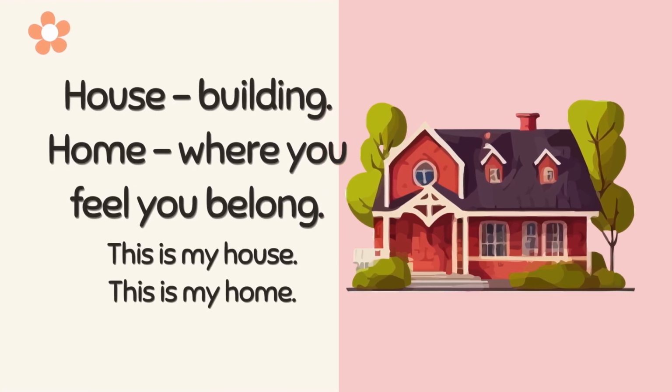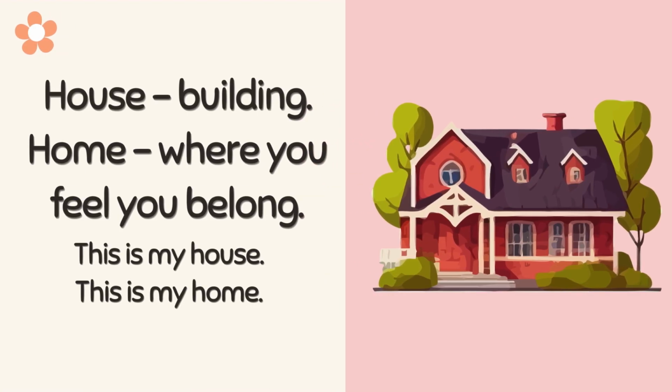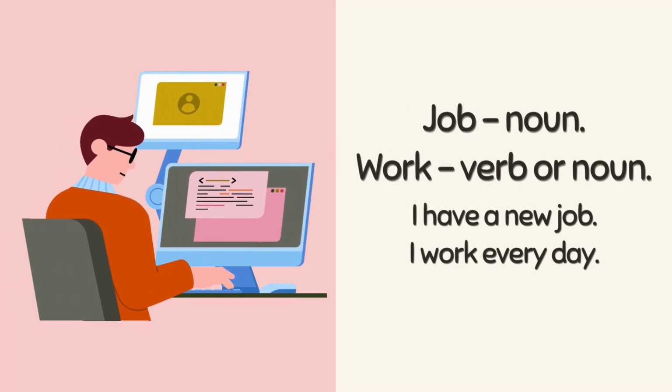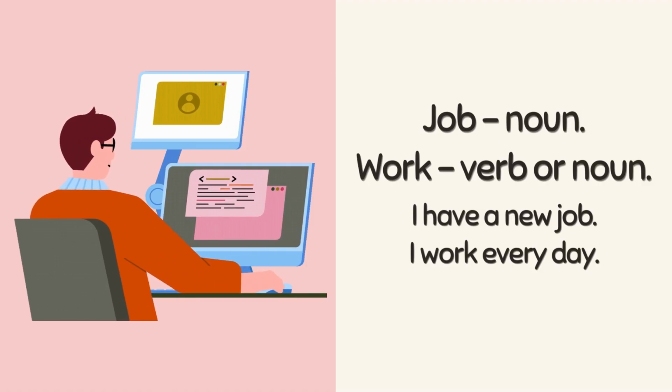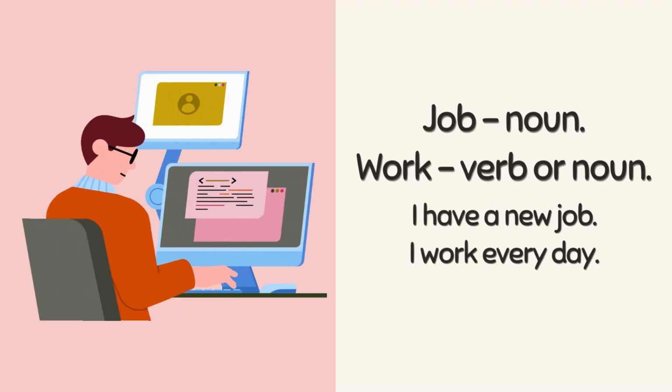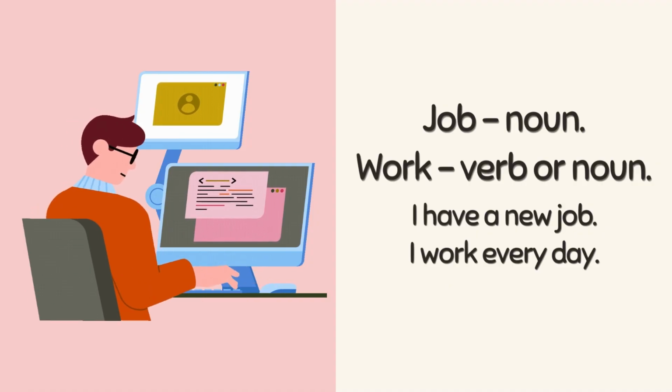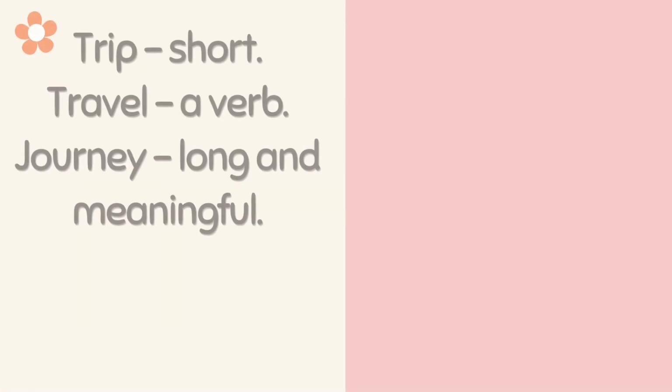Now, house is a building and home is where you feel you belong. For example, this is my house and this is my home. You see the difference? Good. The next one is job and work. Job is a noun, but work can be a verb or a noun. For example, I have a new job or I work every day. You see the difference? Good.